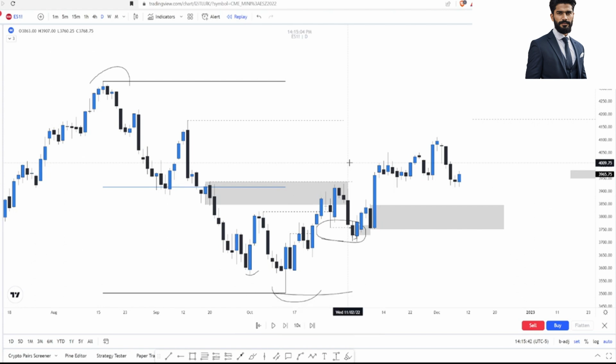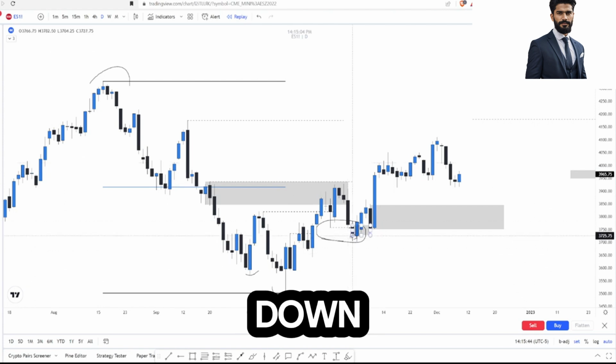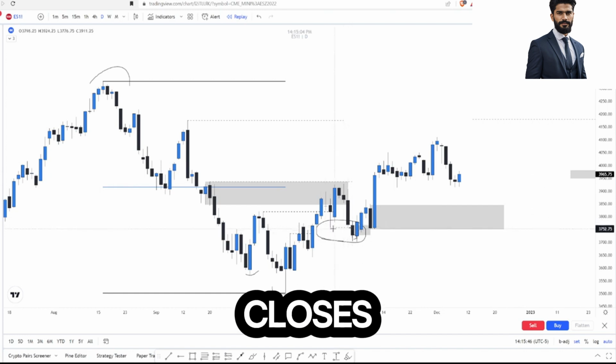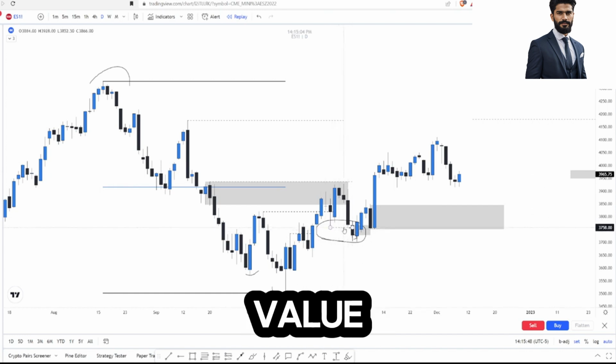So once price comes down and takes out that low and closes under it, that becomes a much higher value order block.